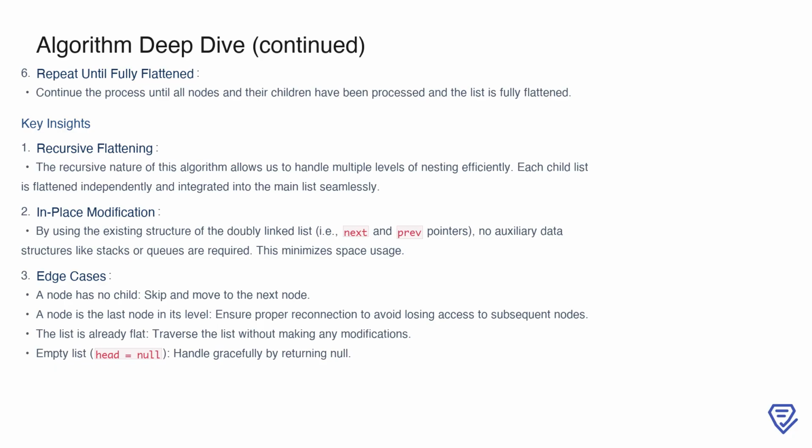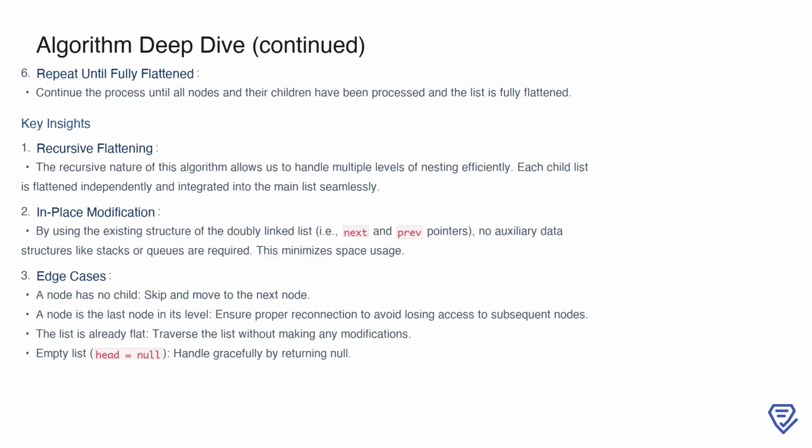Each child list is independently flattened before being integrated into the main list, making it possible to handle multiple levels of nesting efficiently. The algorithm also modifies the list in place, leveraging the existing next and previous pointers. This eliminates the need for additional data structures like stacks or queues, keeping the space usage minimal.